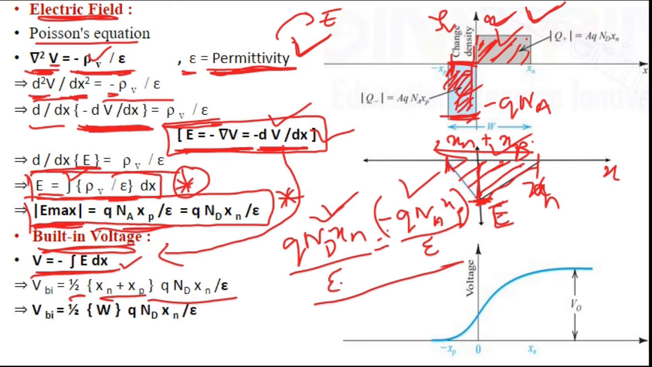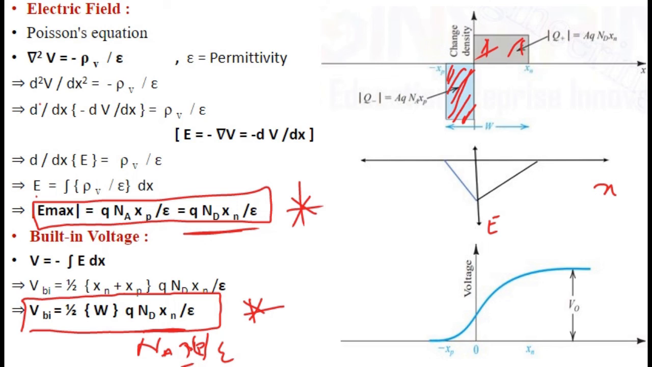So xn plus xp can also be written as W. So we got our built-in voltage, that is VBI is equal to half of W times Q ND xn, or we can write Q Na xp, divided by epsilon. So alternatively we can use these two values. So this is an important formula which we will be using in our problem section.